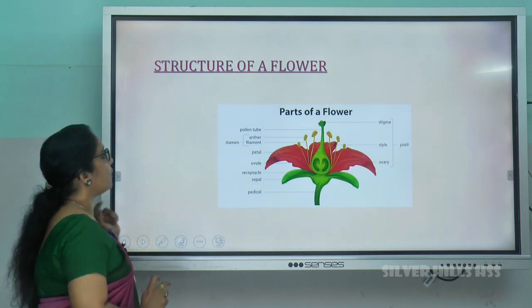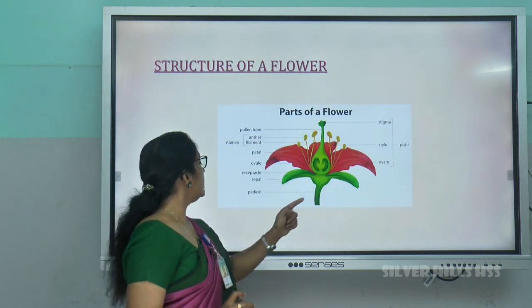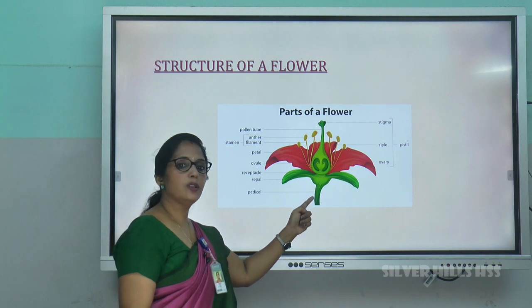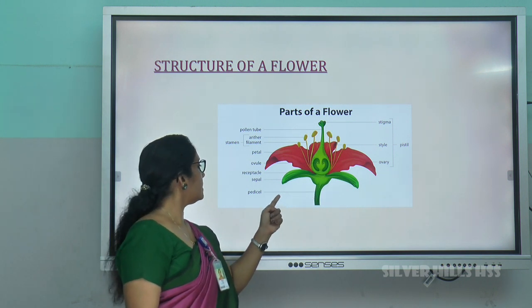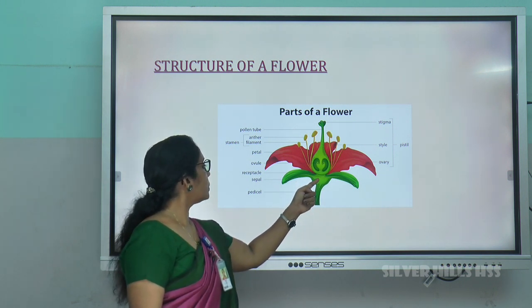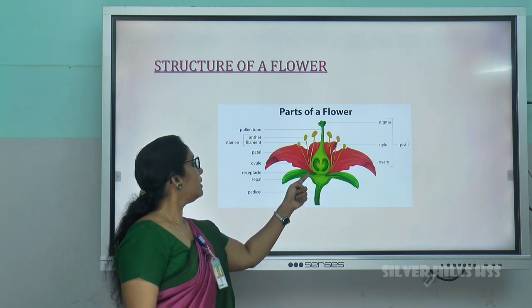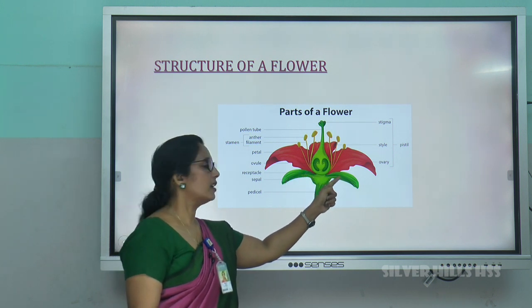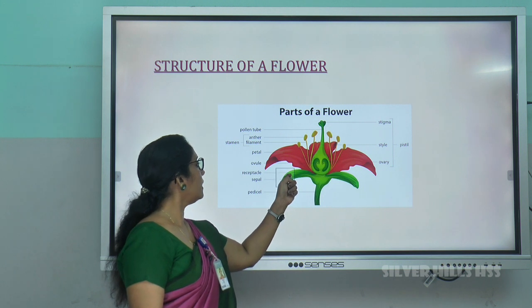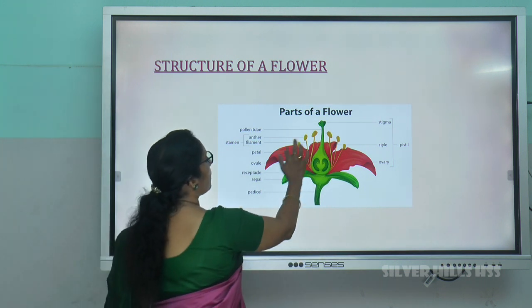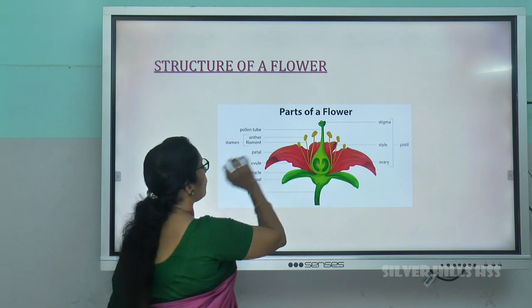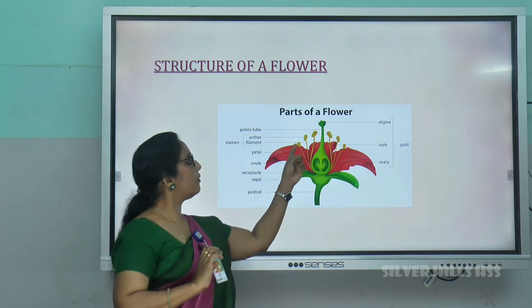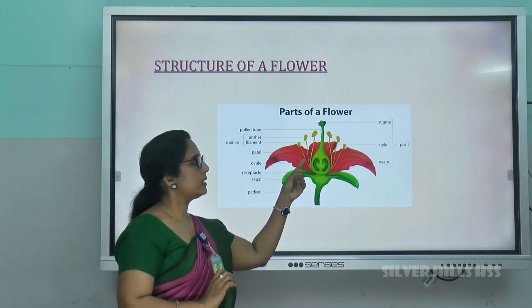See, structure of a flower, parts of a flower. The part that is attaching to the stem is pedicel. Then the cup-shaped portion is called calyx. Then you can see some leaf-like structures here, called sepal. Then the most attractive part, red in color, is corolla. Corolla consists of different segments called petal.